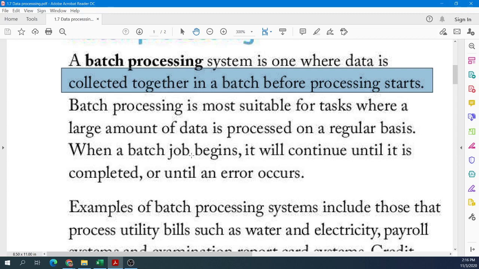It waits for either a certain amount or it can wait for a certain period. Basically, it allows for a batch or a group of data to be collected and then it processes all of those data at once.